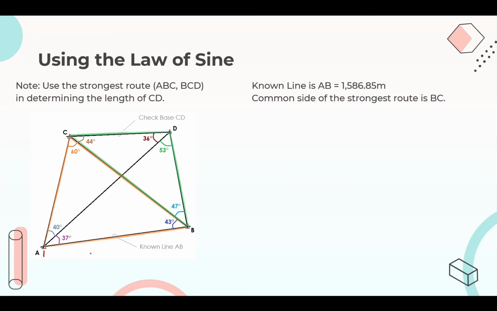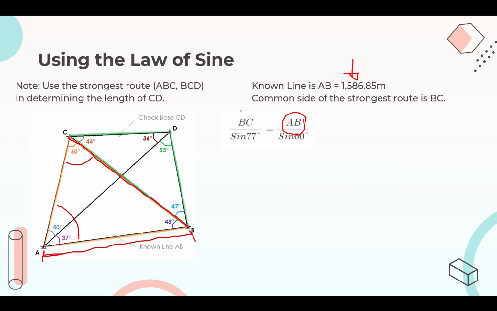So, we have line AB, we know what the length is of this one. This is given. This is 1.586. But for our second triangle, we don't know any of these lengths. We only know the angles. We don't know the lengths of these sides, right? So we will use the first triangle for us to solve the second triangle. We know the value of AB. This is known, right? BC, this common line here, BC over sine 77 degrees is equal to AB, which is known, over sine of 60 degrees.